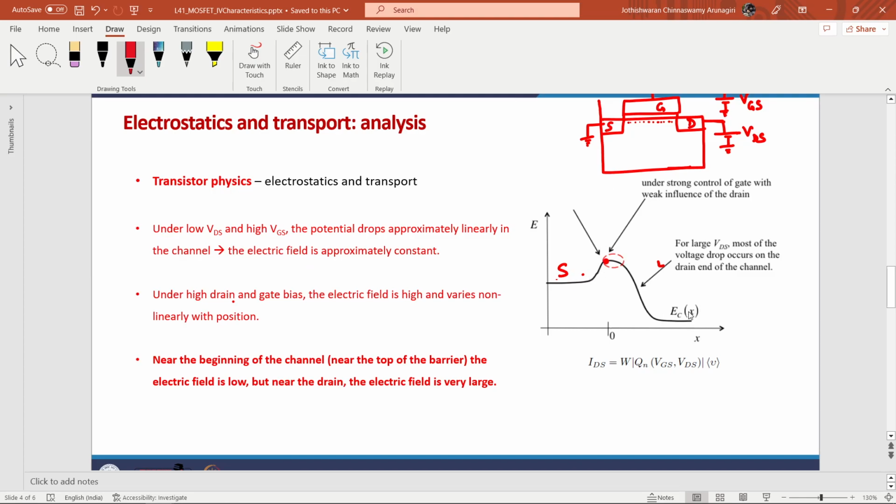This is the approximate band diagram from the source through the drain.